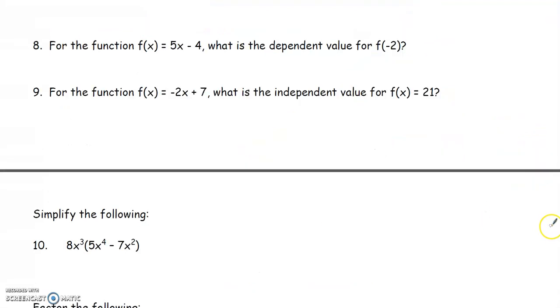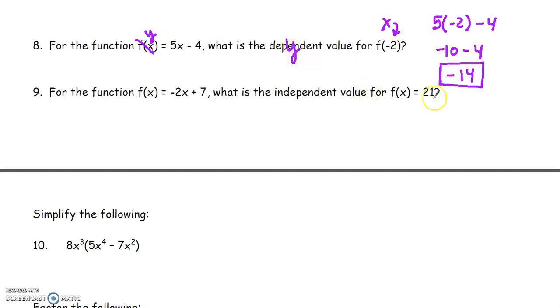Okay, number 8 says for the function f of x equals 5x minus 4, what is the dependent value for f of -2? So dependent value, remember that is the y. So we are looking for the y. That means this is my x value. So I'm just going to replace my x with the -2, and I'll simplify. So 5 times -2 is -10. -10 minus 4 is going to be -14. So my answer for my dependent value on number 8 would be -14.